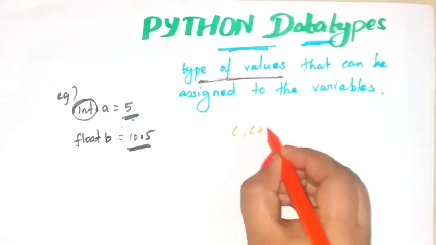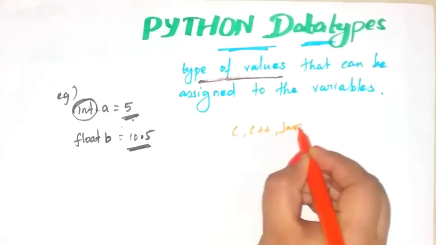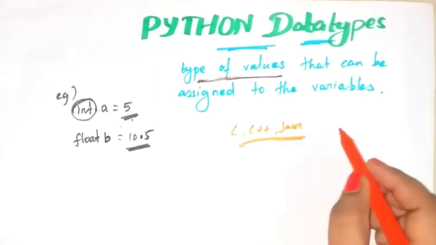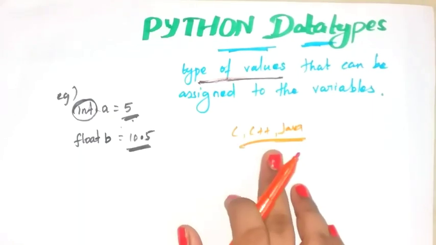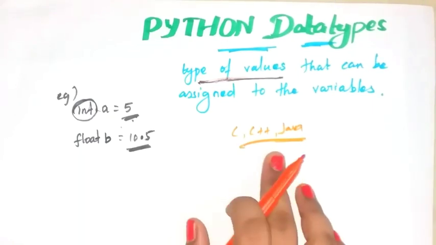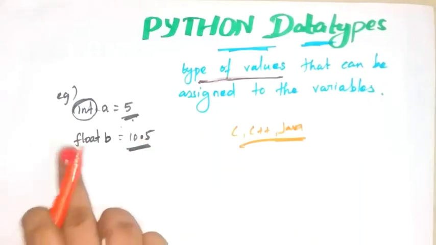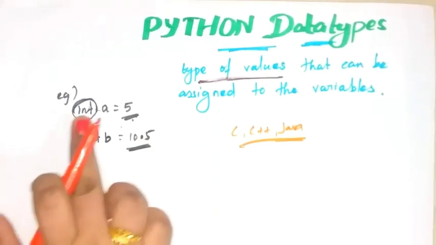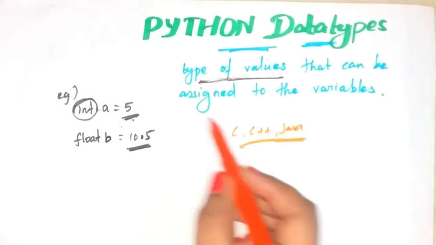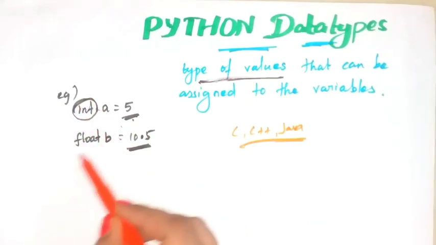C, C++, and Java are statically typed languages, because in these languages all the variables are explicitly declared with their respective data types. In these languages you have to declare the data types like this.